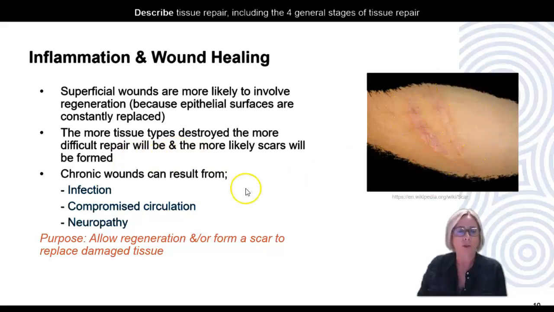scar will be formed. So if you have an injury that extends from the epidermis down into the muscle tissue, you're going to be far more likely to get a scar forming in that case.